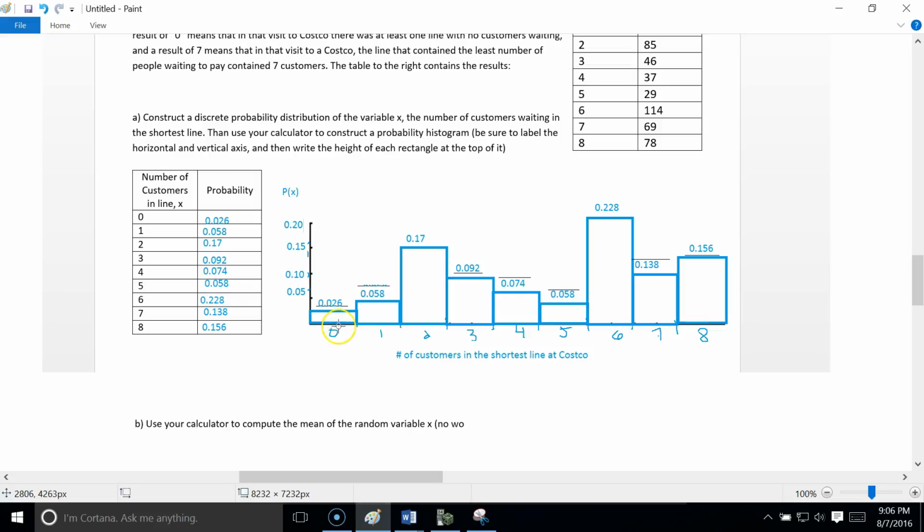It is not proper to put 0 over here in the corner. 0 is a valid possible answer, so it belongs in the center of this box, and there are 8 of them. And at the top of each box, each rectangle, you're supposed to write down the probability that it represents. So for example, 17% is the likelihood that exactly 2 is our answer. Okay, so now we can move on to part B.